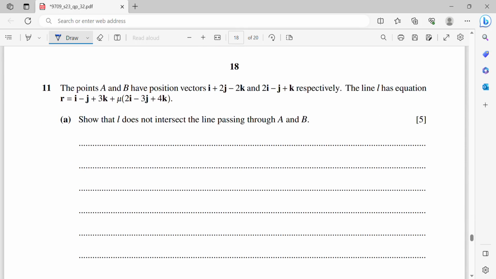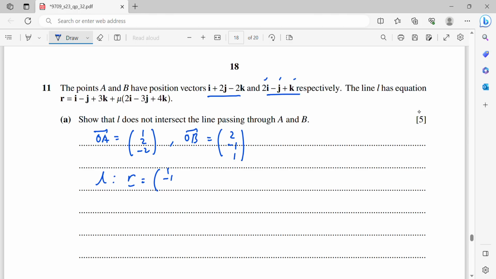Okay, now question 11. The points A and B have position vectors, so I will just write OA equals 1, 2, negative 2, because 1i, 2j, negative 2k. Then OB equals 2i minus j plus k, so 2, minus 1, 1. The line L has this equation. So line L, r equals 1i minus j plus 3k, so 1, minus 1, 3, plus mu (2, minus 3, 4).